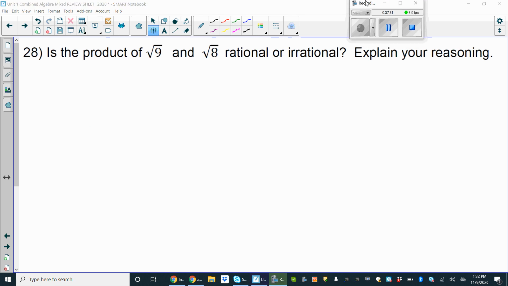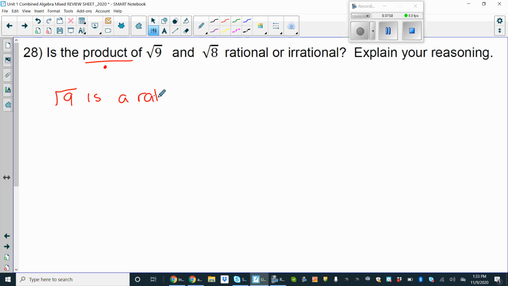Is the product of the square root of 9 and the square root of 8 rational or irrational? Explain your reasoning. So the product is multiplication. So is the square root of 9 times the square root of 8 rational or irrational? So let's see. The square root of 9 is a rational number because it's a perfect square.